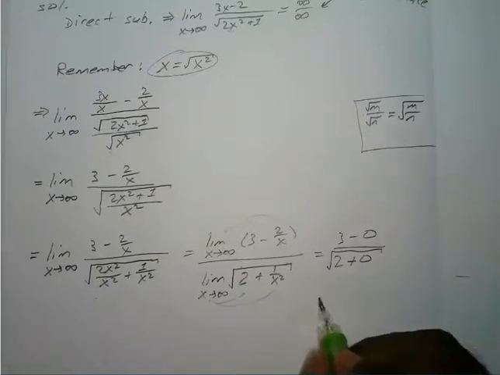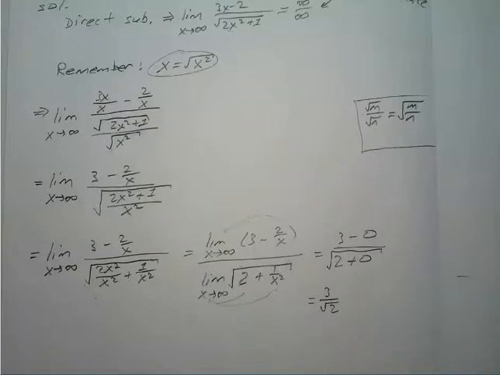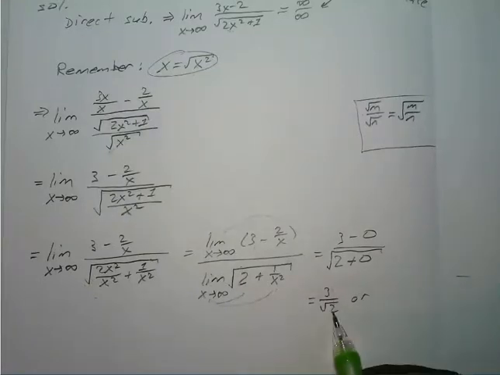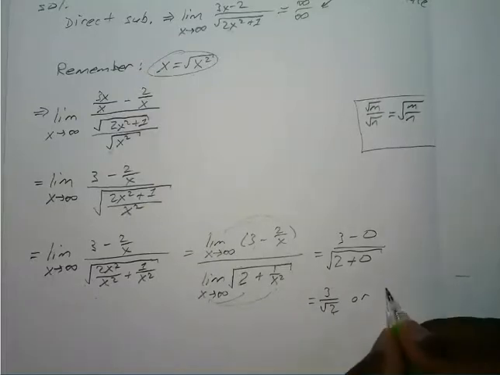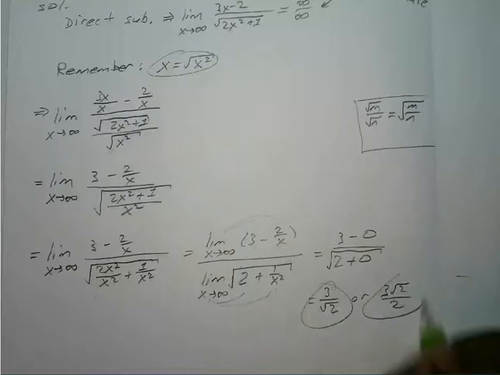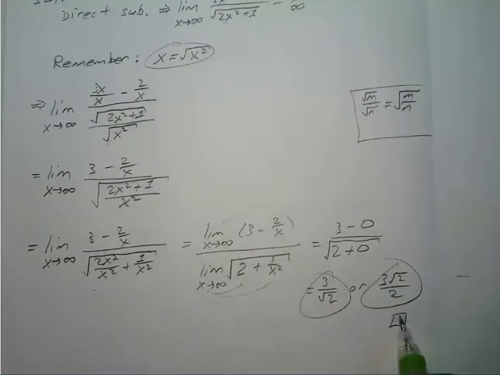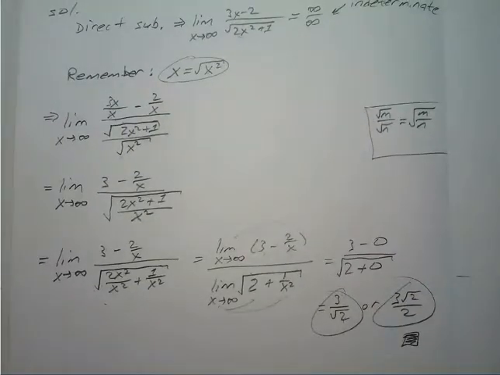Alright, so that gives us 3 over the square root of 2, or multiply the numerator and denominator by the square root of 2 to rationalize the denominator, and that's 3 square root of 2 over 2. Alright, and that would be your answer for this one.